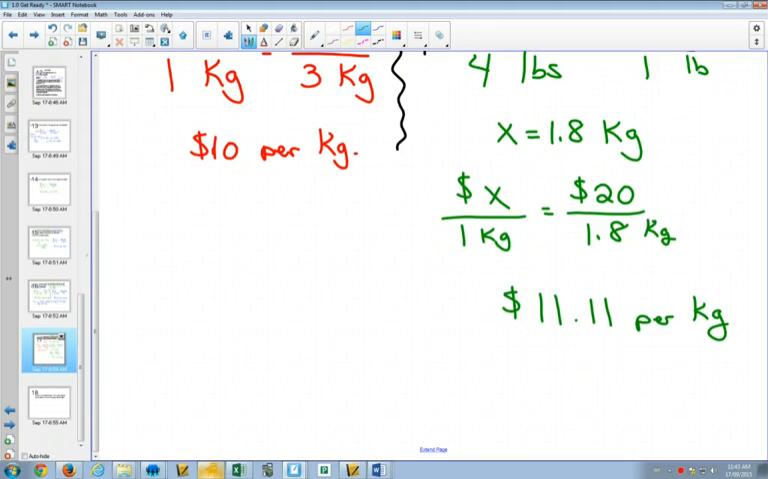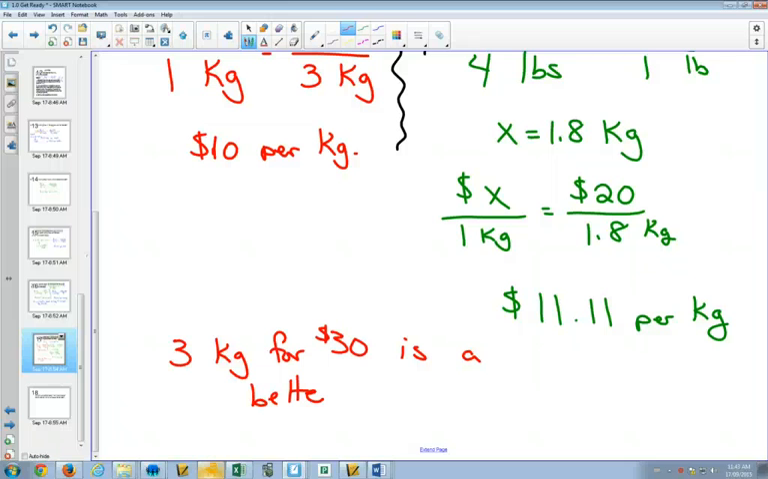So which is the better deal? And since it's a word problem, we'll end with a sentence. 3 kilograms for $30 is a better deal. Because it's only $10 per kilogram, where the other one was $11.11 per kilogram.